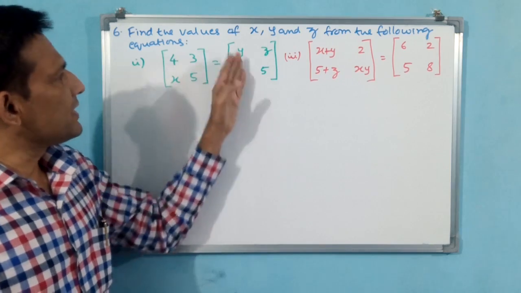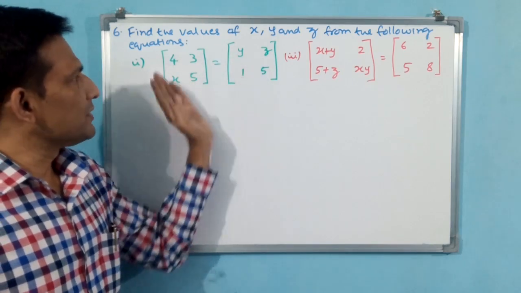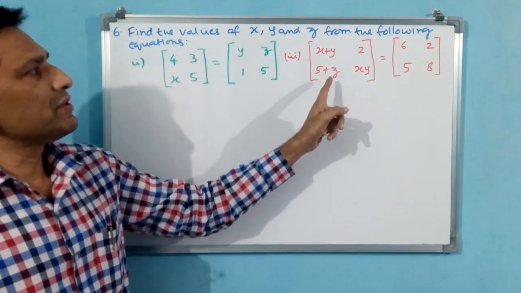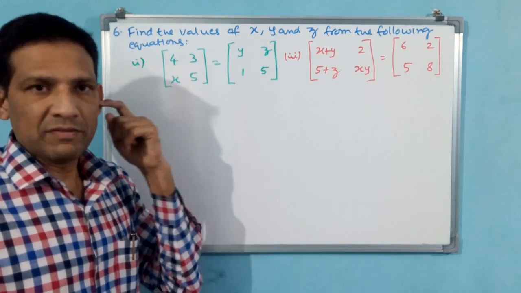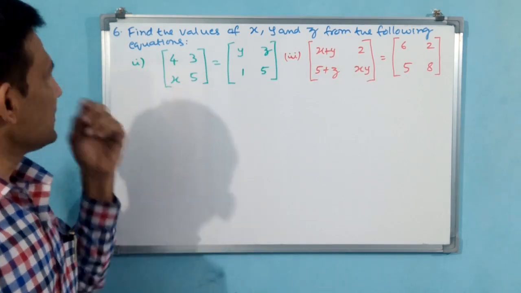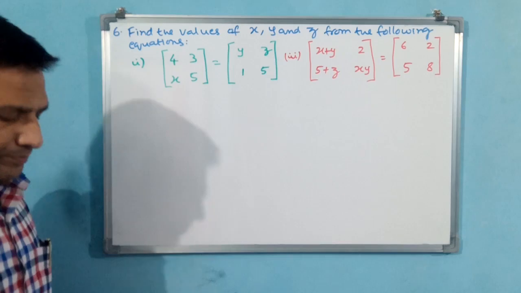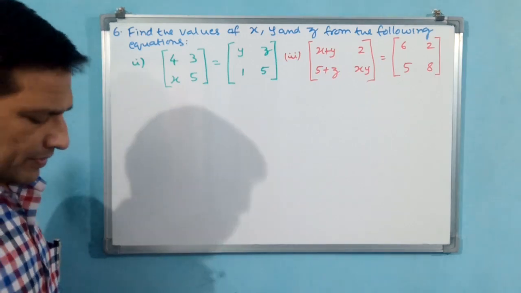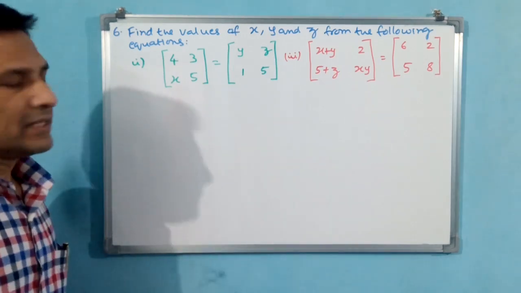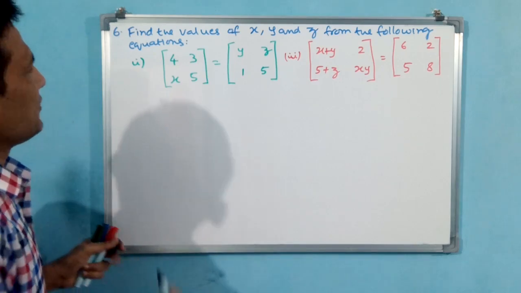Here you can simply write x is equal to something, y is equal to something. But here some equation form is there, then we have to solve the equation also. Let us see. Let us take the first part.